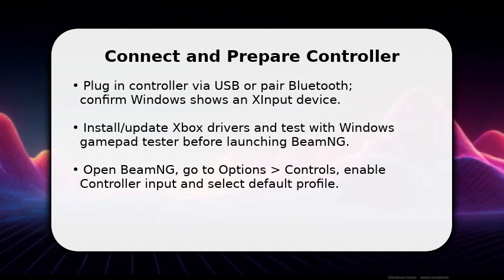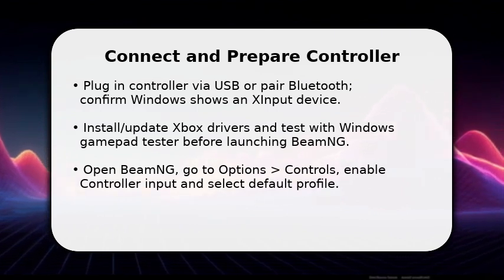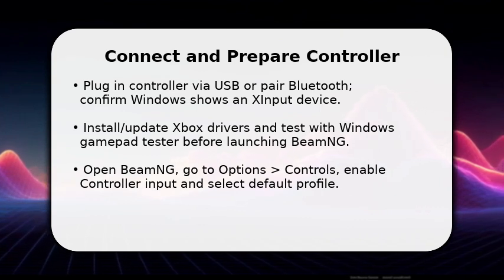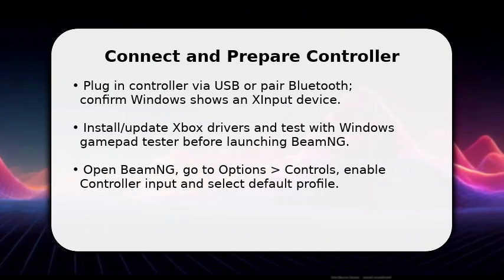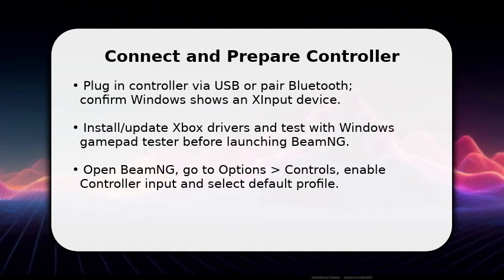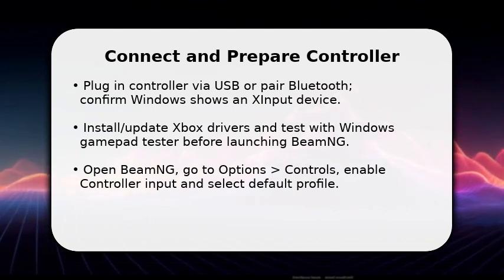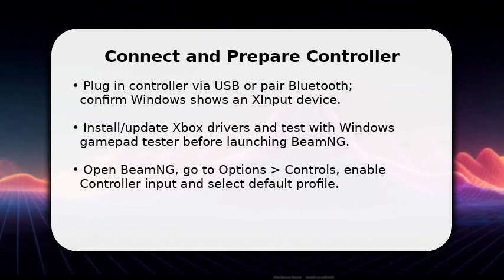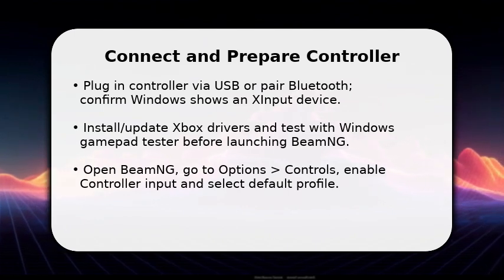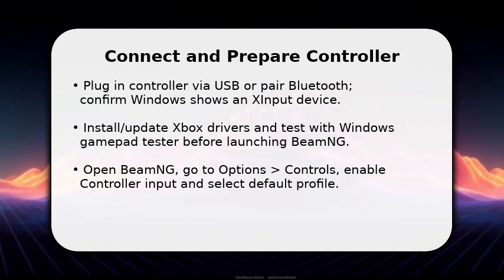Then launch BeamNG and immediately open options, right arrow controls to enable controller input, and pick a base profile. This first step ensures the game receives XInput signals. Without that, mapping and calibration won't work, so make sure the OS-level device shows active before continuing.